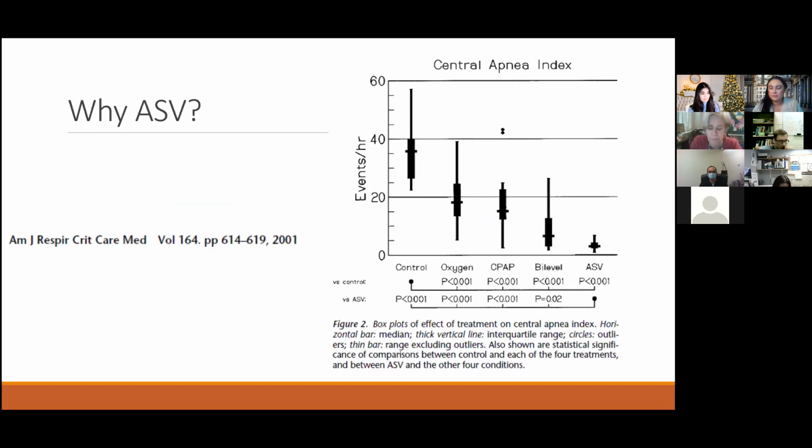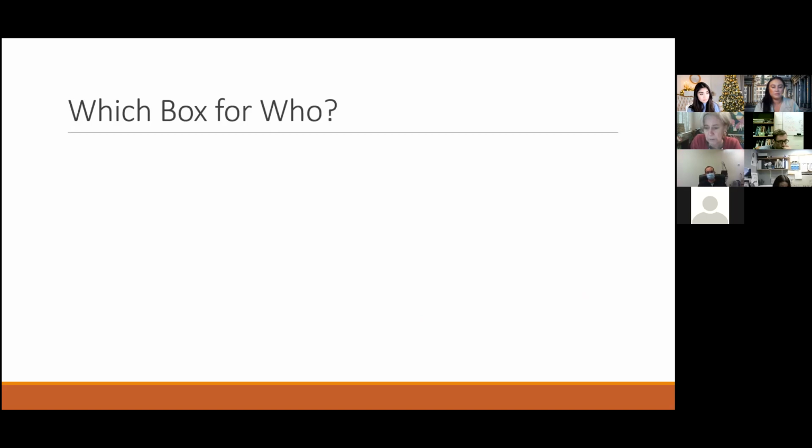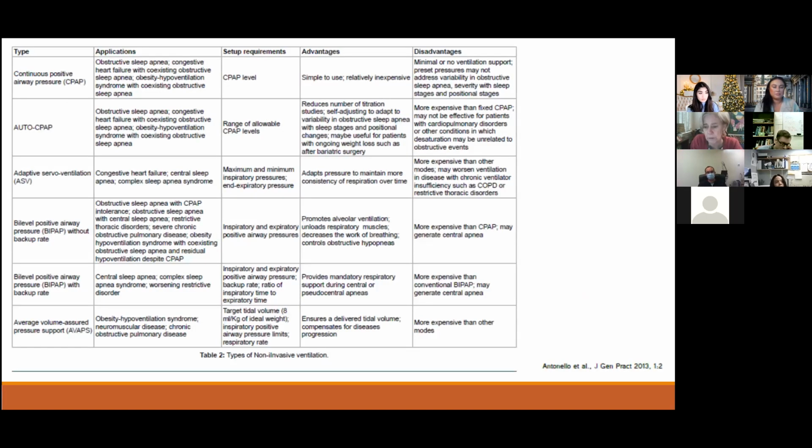This is a more complex machine called adaptive servo ventilation that we used to use in patients, particularly with Cheyne-Stokes respirations, but it turned out we might be killing them, so we don't do that anymore. And then this is just a summary slide of the different types of PAP therapy that are out there, when you might use them, and when might be an appropriate patient. But I know I went over time, so I'll stop there.